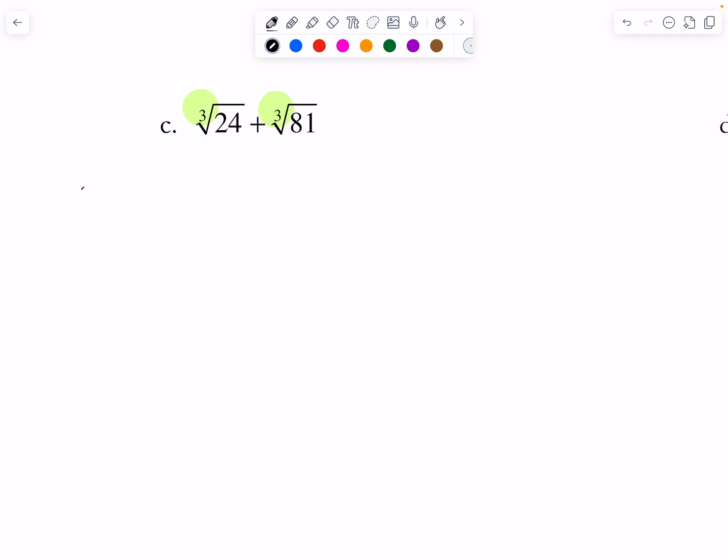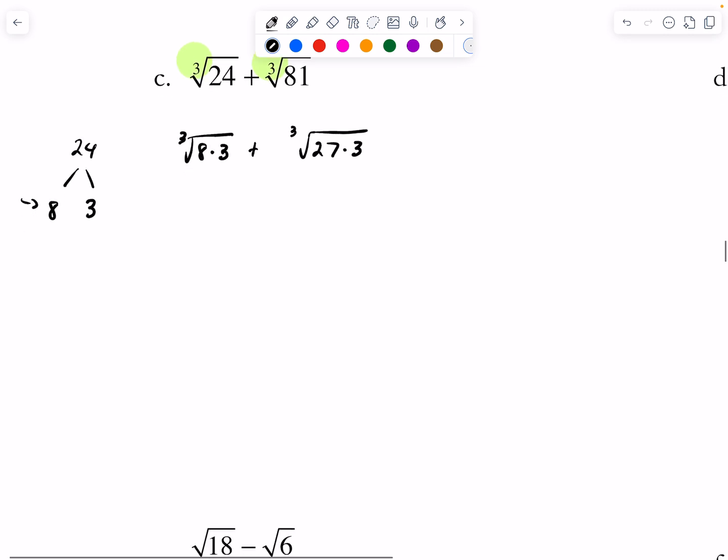So when I think of 24, I know that I could break this down into 6 times 4, which has a perfect square of 4. But because the index is 3, I'm going to use 8 and 3 because I know the cube root of 8. So I'm going to break this down as the cube root of 8 times 3 plus, same with this one here, I'm going to break down 81 into 27 times 3 because I also know the cube root of 27.